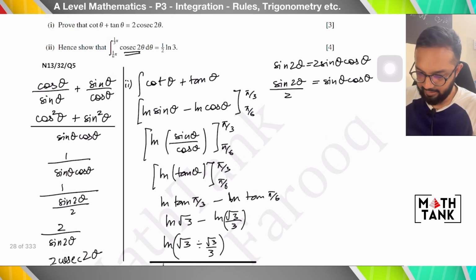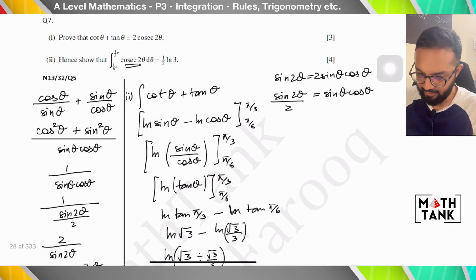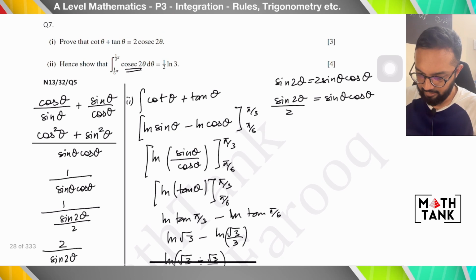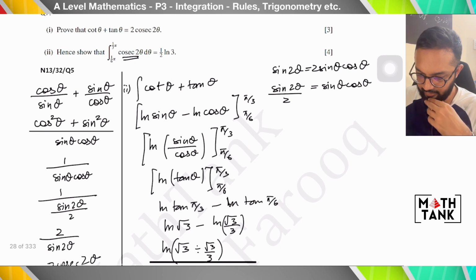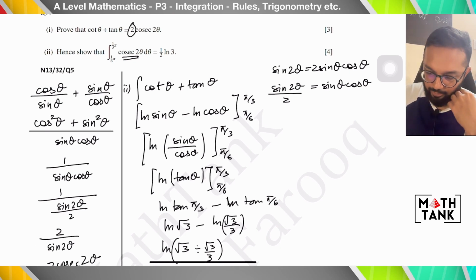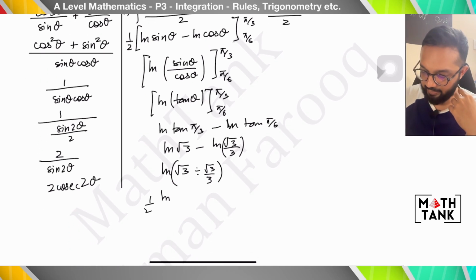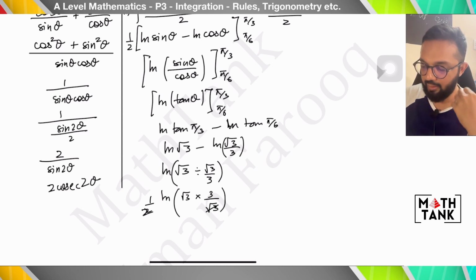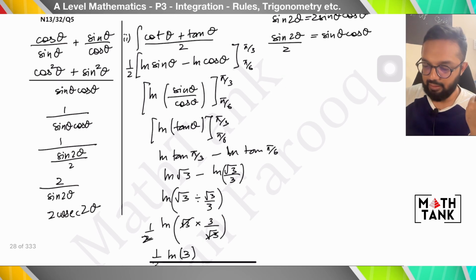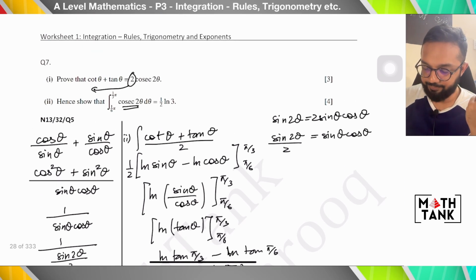I must have missed something while I was calculating. Oh, I've missed this 2 here. So there should be a 2 and then there should be a half outside, which is why my answer is not the same as the one in the question. So root 3 multiplied by 3 over root 3. So that gives me half ln 3. And that is indeed the required answer.